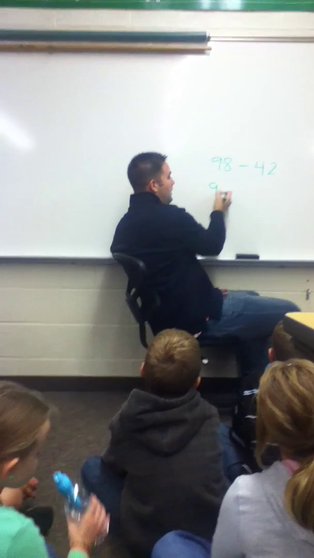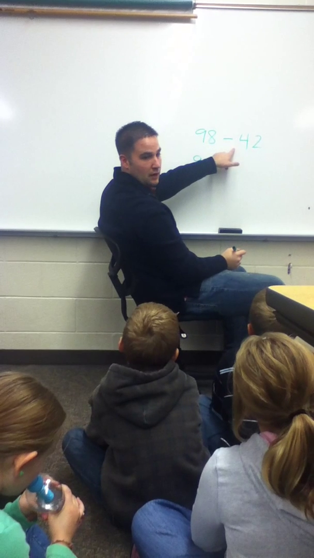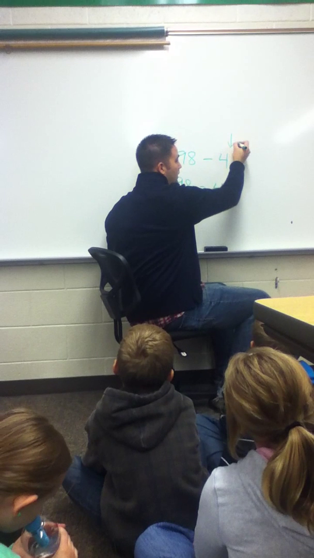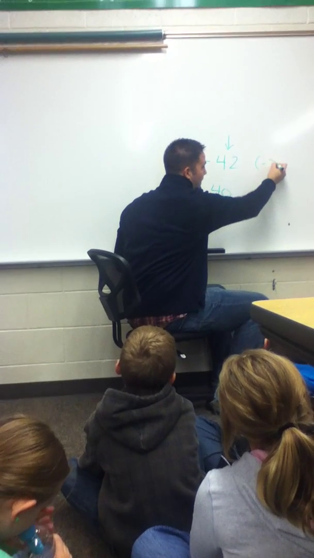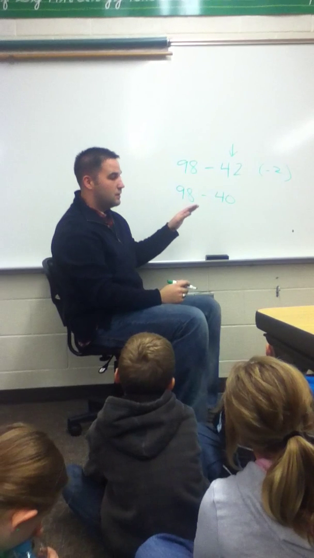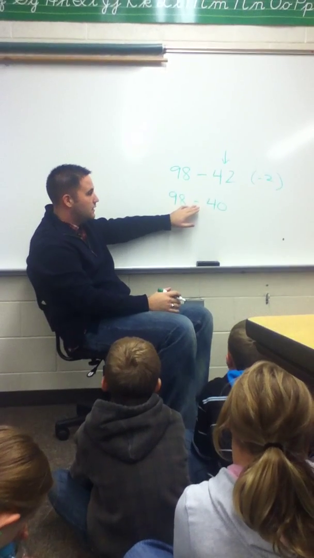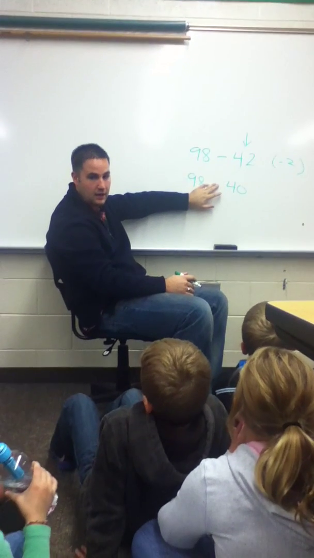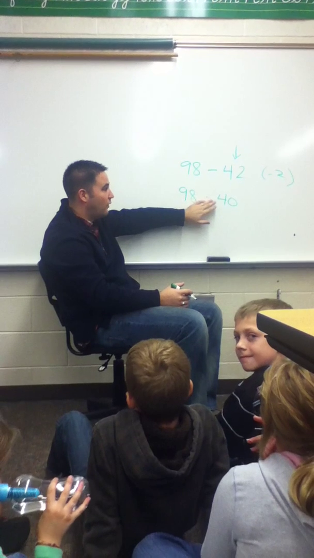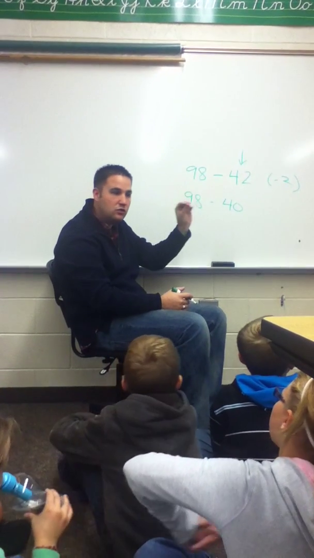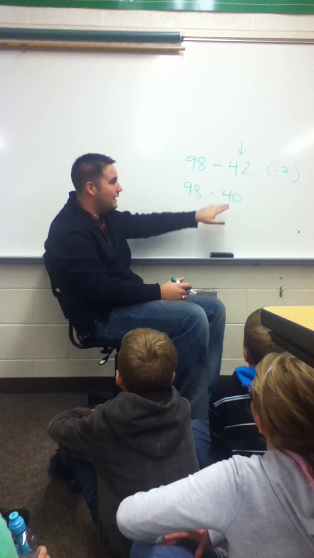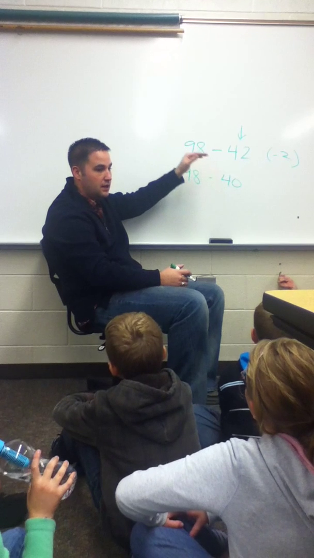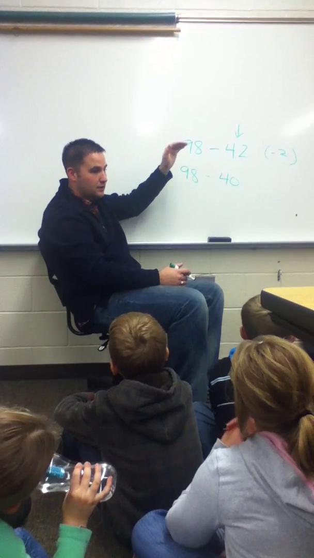So I'm going to round. I get 98. What's 42 rounded? 40. I rounded up or down? Down. And how much did I go down? Minus 2. See the concept. Am I subtracting more than I originally had or less than I originally had? Well, less. 40 is less than 42. If you don't take away enough, you are taking away less than you should have, your rounded answer will be too high. Does that make sense to you?